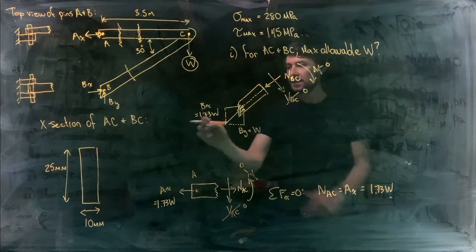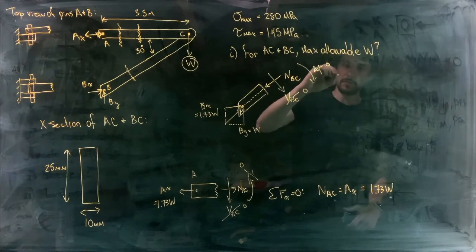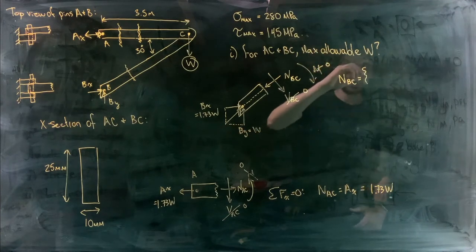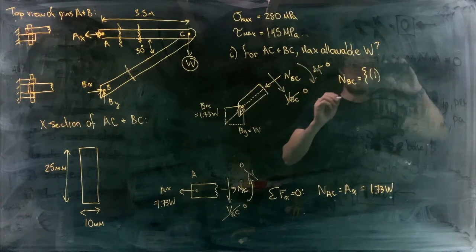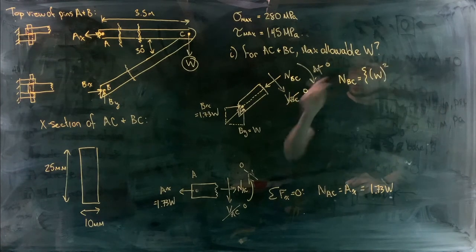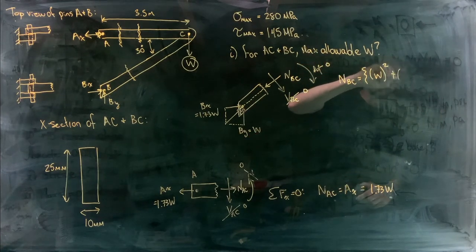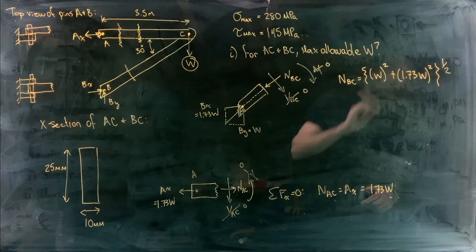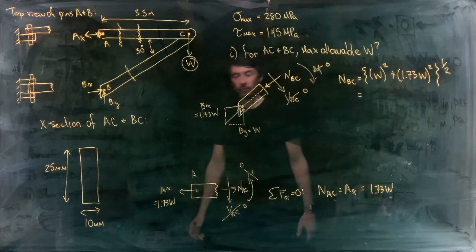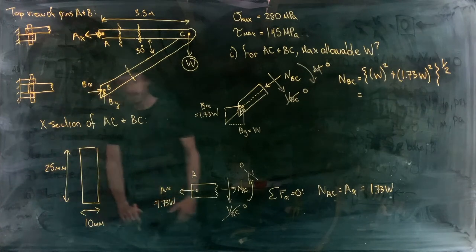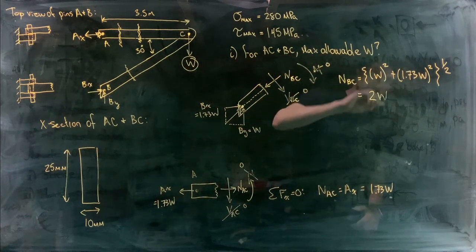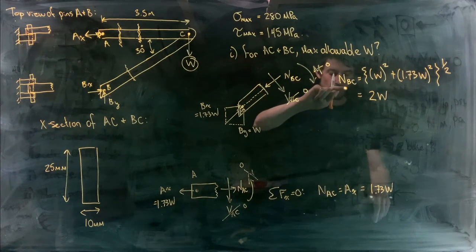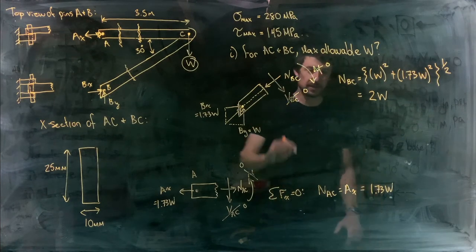So NBC is just going to be the vector sum of those. So we've got NBC is the square root of W squared for BY plus 1.73 W squared, to the power of 1/2 for the square root. Okay, and that gives us, yes it does, 2W. So indeed, the internal normal force in BC is greater than the internal normal force in AC.